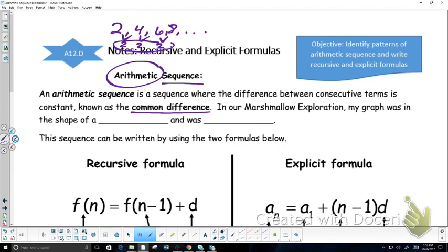When we did our marshmallow explorations, both days, you had a graph. And when you graphed them, for example, it looks something like this. Okay? Hopefully you're realizing that is the shape of a line. And you'll notice since it's points, it's also discrete.